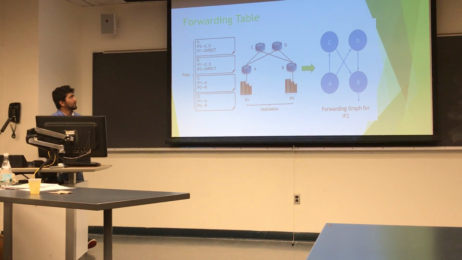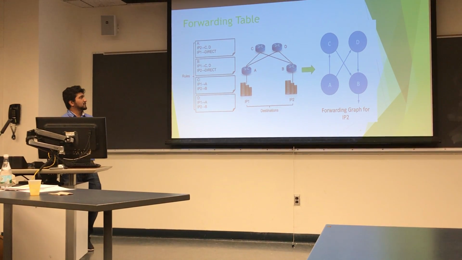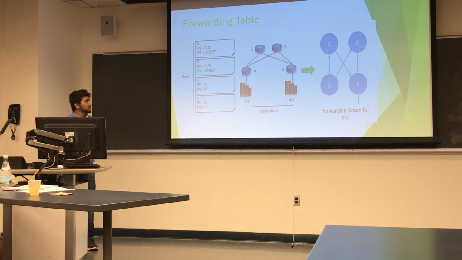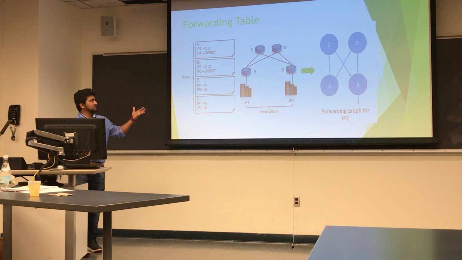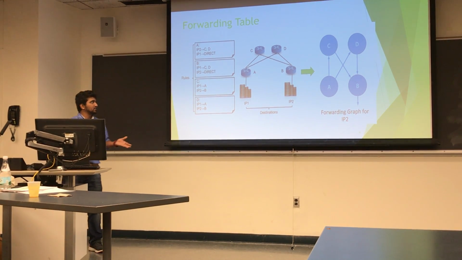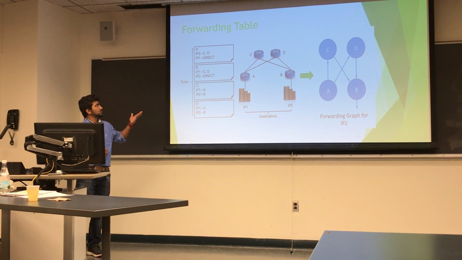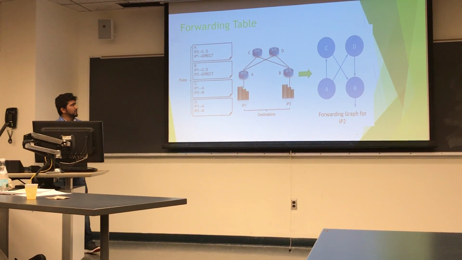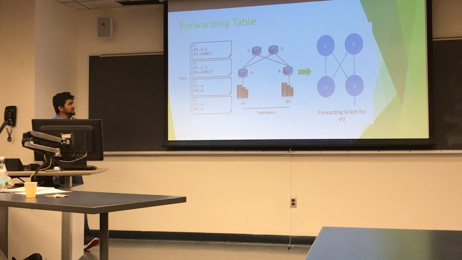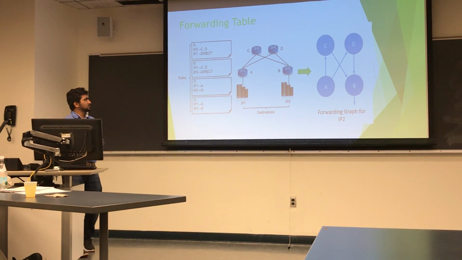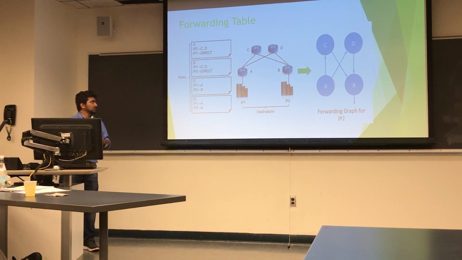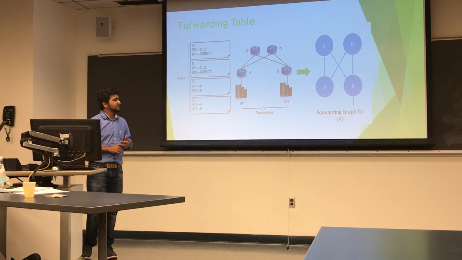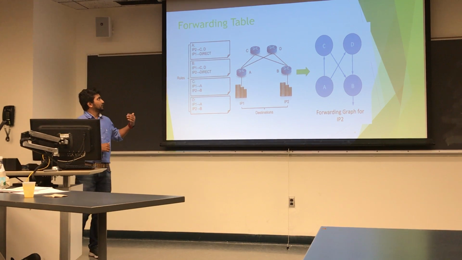As you can see here, these are forwarding tables. On the left hand side, you can see forwarding tables for a particular network which has 4 switches and 2 destinations. If switch A wants to reach the destination IP2, it has 2 paths, through C and through D, and it is a direct path to IP1. Same for the B switch, and switch C and switch D have a path to IP1 and IP2 through A and B respectively. And I got this forwarding graph for destination IP2 from this forwarding table.